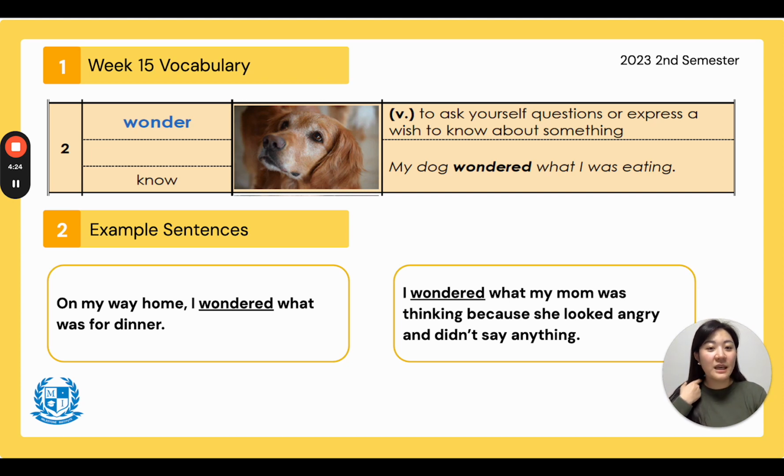Wonder. And example 2, I wonder what my mom was thinking because she looked angry and didn't say anything. So sometimes when your mom is quiet and you're just thinking, I wonder what she's thinking. I'm so scared. Why isn't she talking? What is she doing? What is she thinking about? Am I in trouble? To wonder.